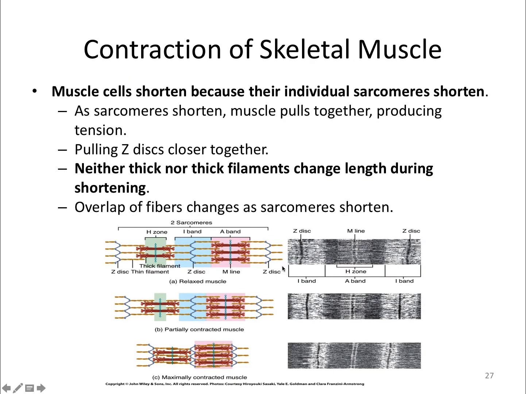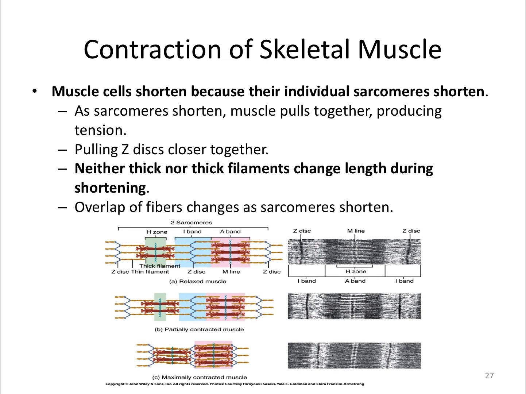So, contraction of skeletal muscles. Skeletal muscles shorten because their individual sarcomeres shorten. So remember from the sarcomere slide, I gave you a list of things that do change length and things that don't, and I stressed that neither the thick or thin filaments change length during shortening, so it's not a crumpling up of the filaments. It's the overlap of fibers. So if you look at this picture, we have two sarcomeres because it's the area between two Z discs and the area between two Z discs.